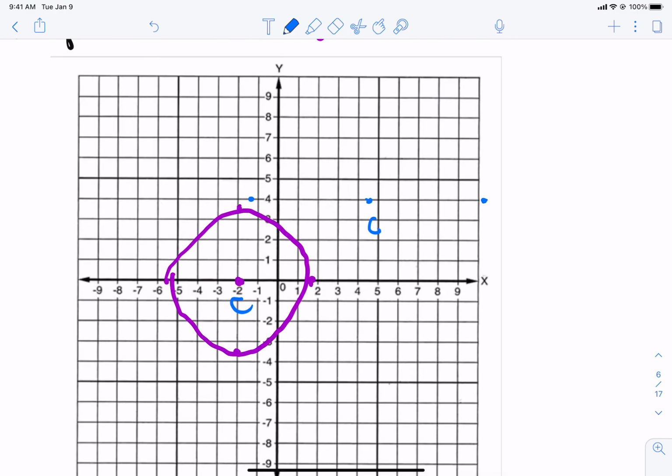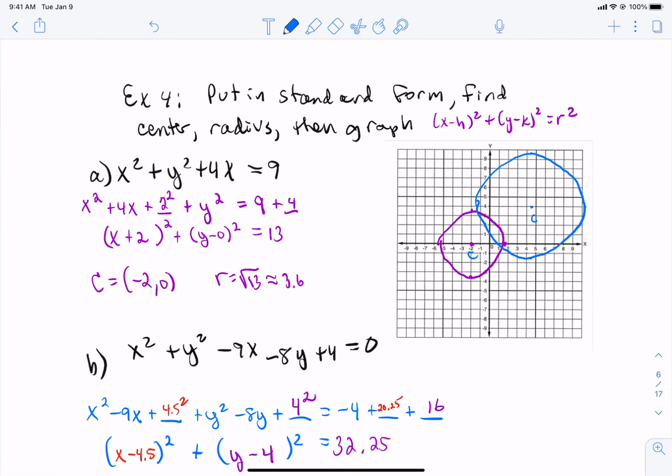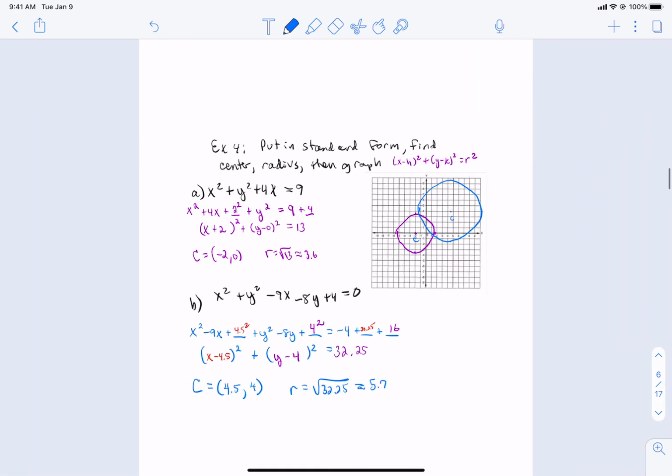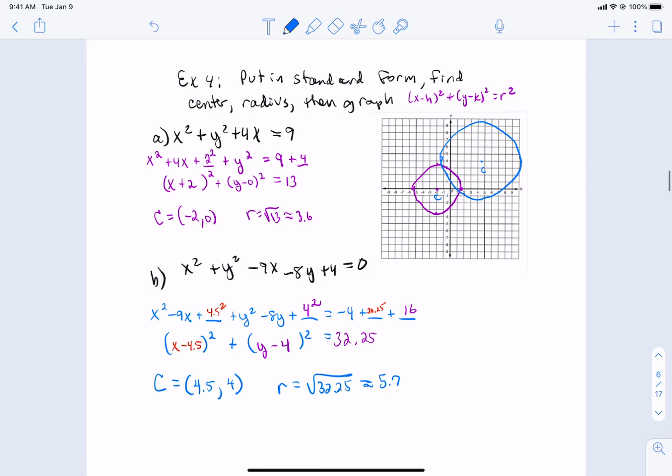5.7 up. 1, 2, 3, 4, 5.7 takes me about right here. And then 5.7 down. 1, 2, 3, 4, 5.7 takes me about right there. Try to make a circle. Okay, so there is example 4.